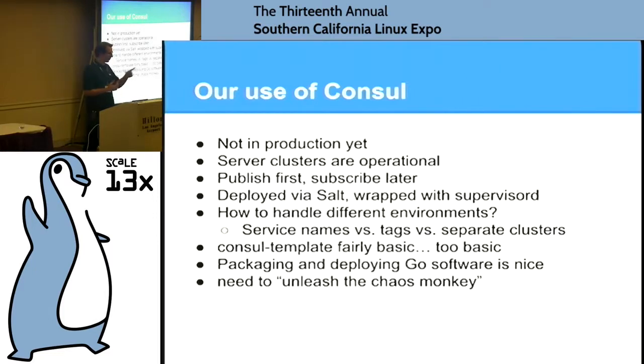And I'll quote Chris at OpenX, we need to unleash the chaos monkey on Consul and see what happens when it's got intermittent network, or when we randomly just shut down a box, or we hammer it with 5,000 service membership requests in the span of a second and that sort of thing. So we're kind of in the intermediate stages of deployment.